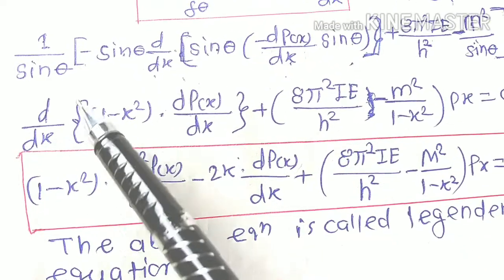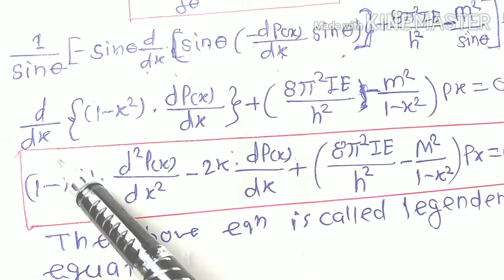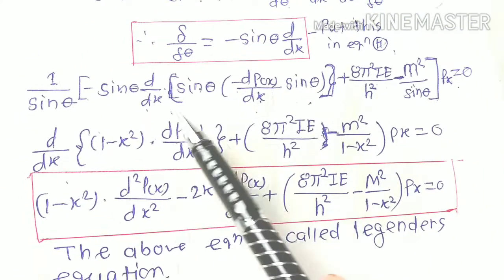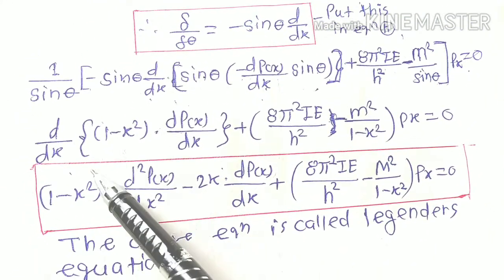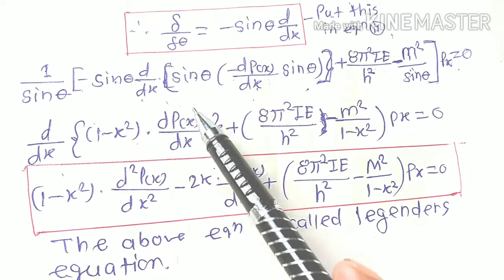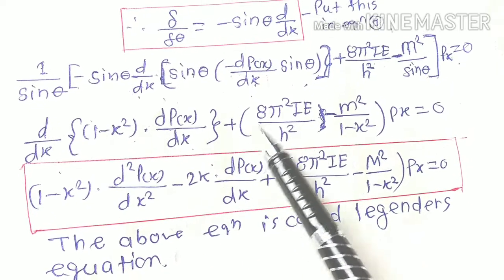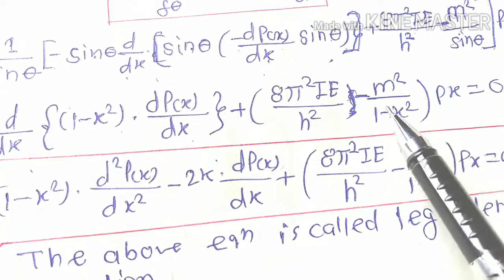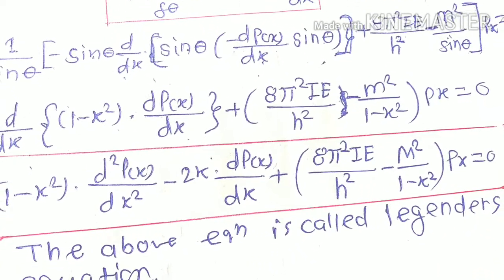So the above next equation is d by dx equals to, here we know that sin square theta is equals to 1 minus x square. So that d by dx is equals to 1 minus x square into delta p of x by dx plus 8 pi square I e by s square into minus of m square by 1 minus x square into p of x equals to 0.